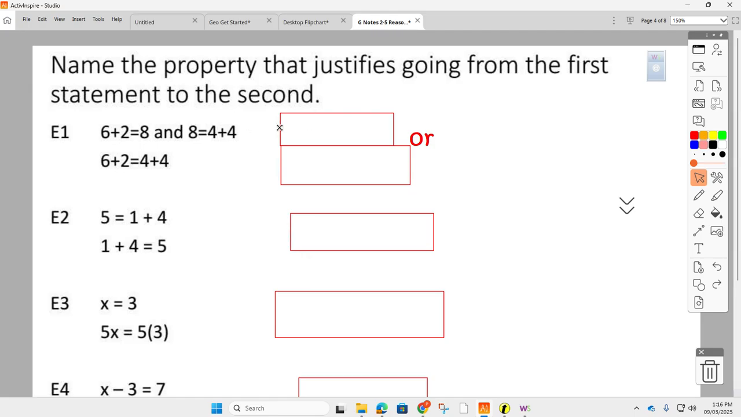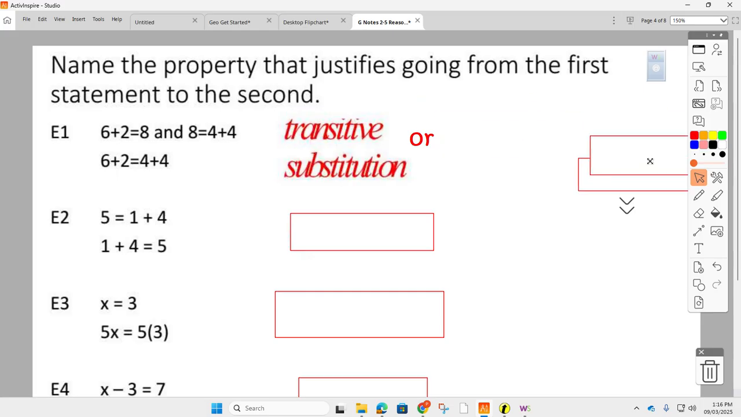This first one happens to have two. It is the trans one, right? The transitive one. And transitive is the best choice for this. But substitution would also work. So if you go from here to here, you substituted 8 with 4 plus 4. We know that 8 equals 4 plus 4, so that would work. But you can also say the first expression equals the second expression equals the third expression, which means the first has to equal the third.